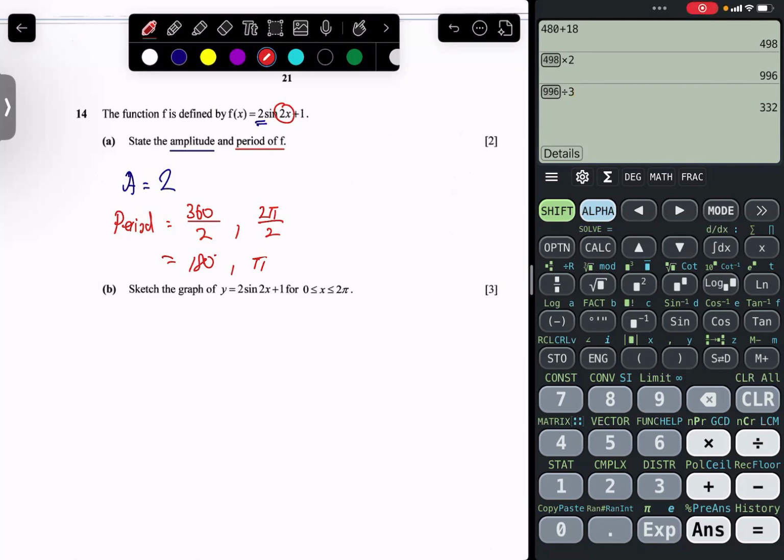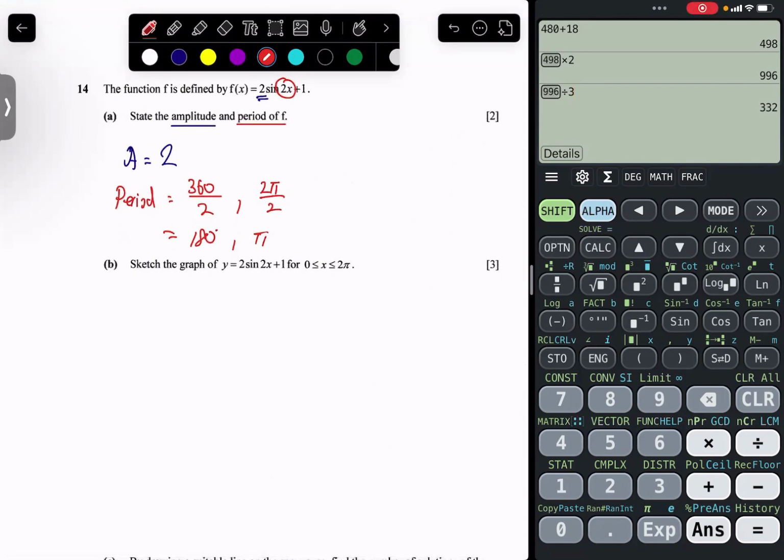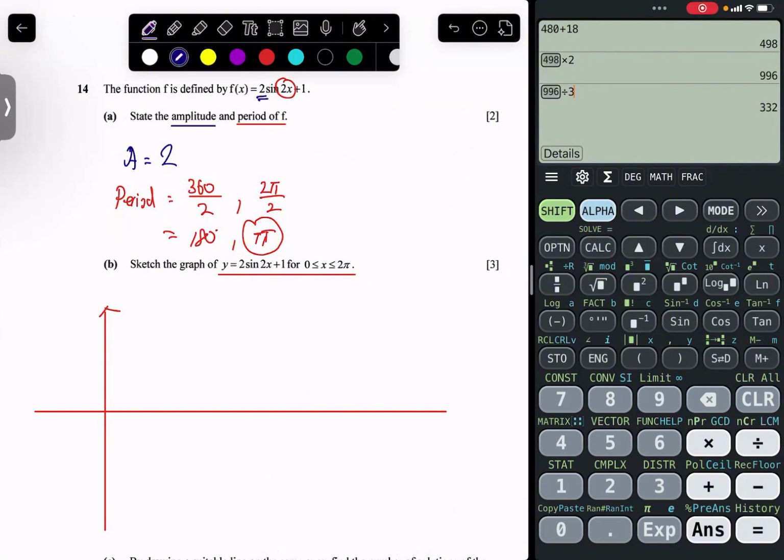Now part B, they did say to sketch the graph of y equals 2 sine 2x plus 1 for x greater than 0 and less than 2 pi. So then radians would be a better answer. Okay, now sketch the graph. What I'll do is this. Over here, I'm not going to label the axis. This is going to be my middle line, to help me plot the graph first.